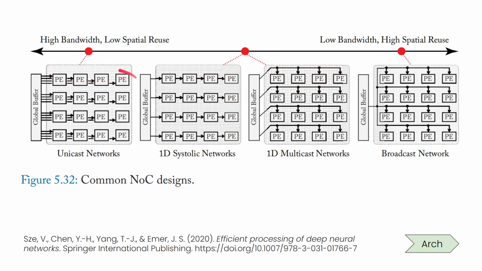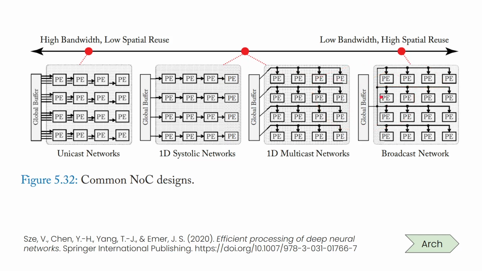Whereas with this unicast network or the systolic network, the global buffer passes it on to the first processing element, then the first passes it on to the second, the second to the third, and the third to the fourth. So you're going to need 4 clock cycles in order to get that data that everyone needs to all the processing elements. This is why we describe this as having low spatial reuse. You can't distribute data quickly across space, across different processing elements.